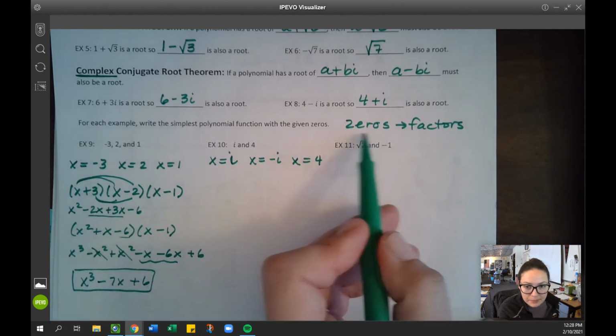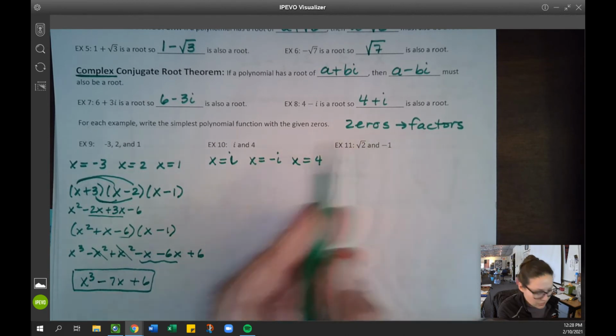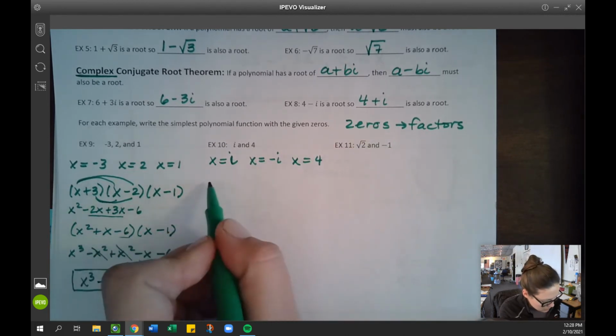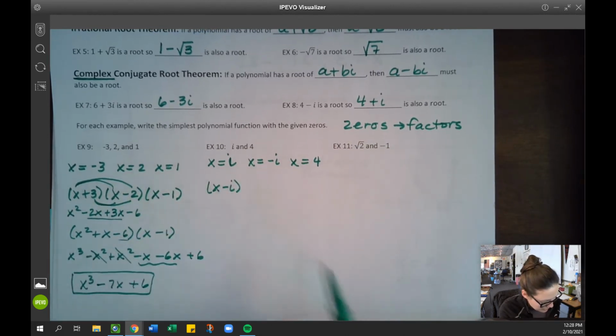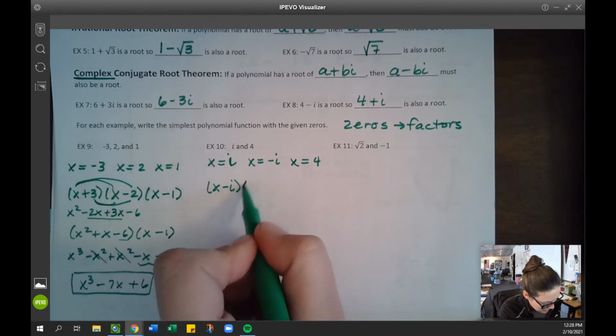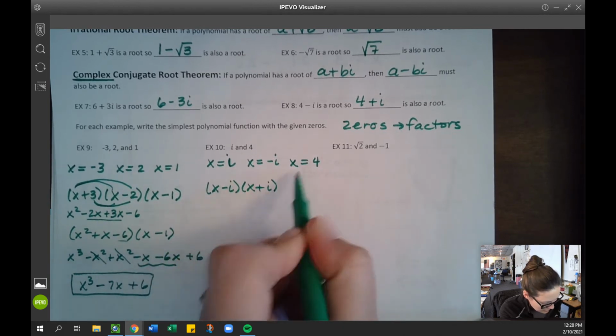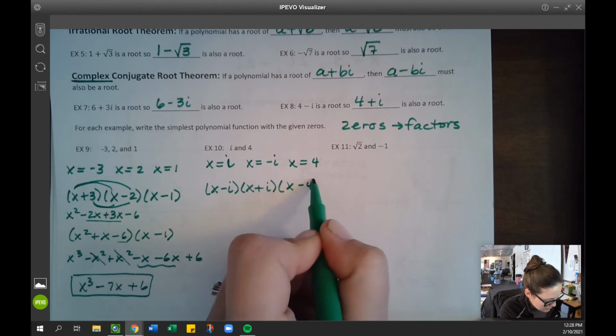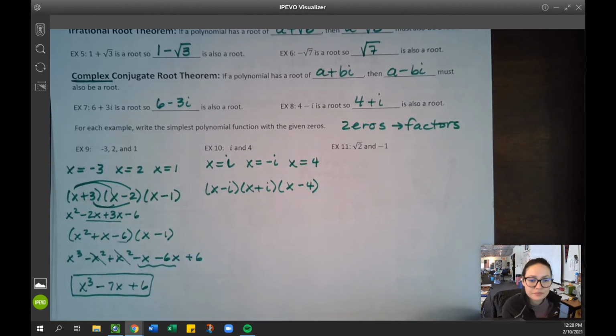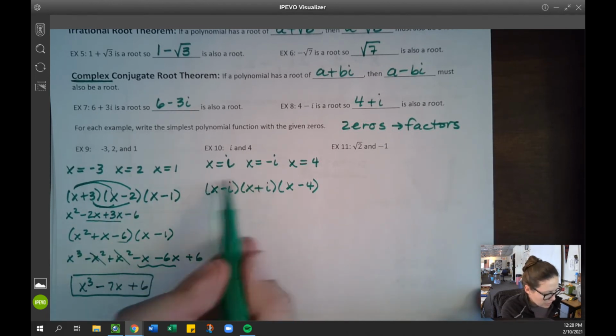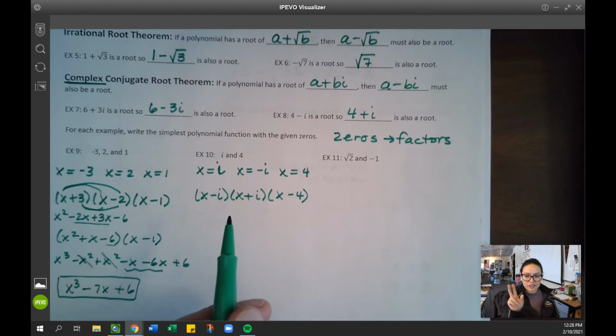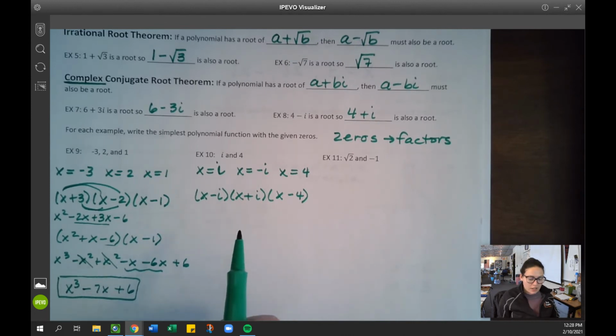So again, first thing I'm going to do is turn my zeros into factors. So if x equals i, that means I have x minus i, and then I have x plus i, and then I have x minus 4. So those are my factors. Now, I would highly recommend multiplying the paired factors together first. It's going to make your life way easier.